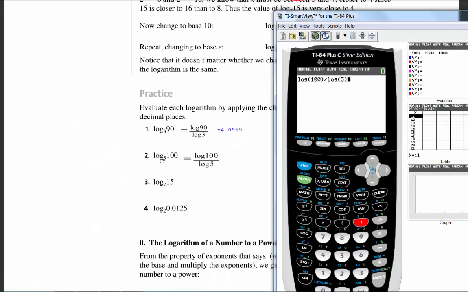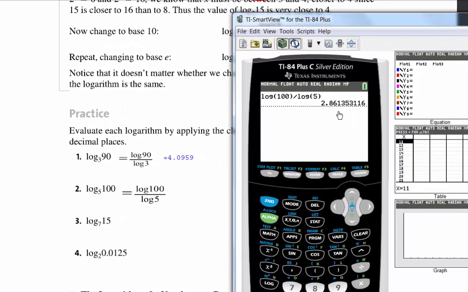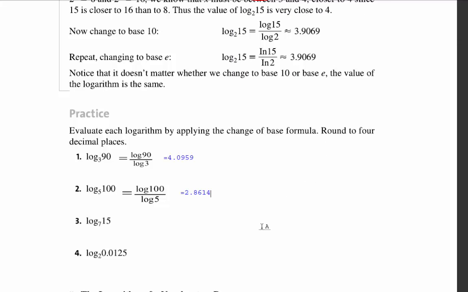For problem 2, I write log base 10 of 100 over log base 10 of 5. I press enter. We go 4 decimal places, so it looks like this is going to be 2.8614. And then I'll post the answers for 3 and 4 now. And here are the results for problems 3 and 4.